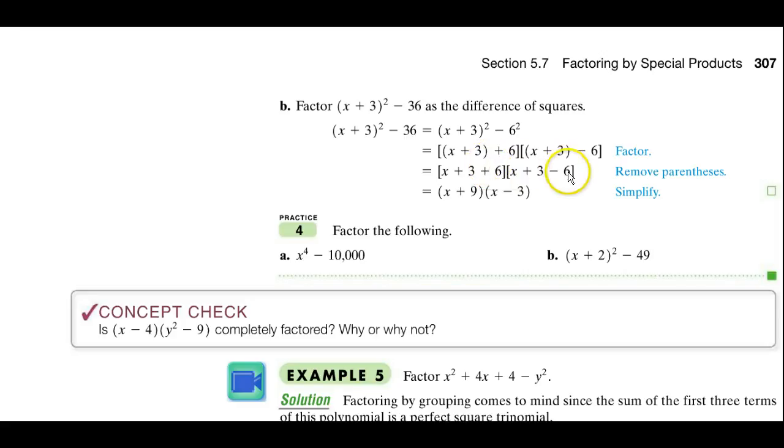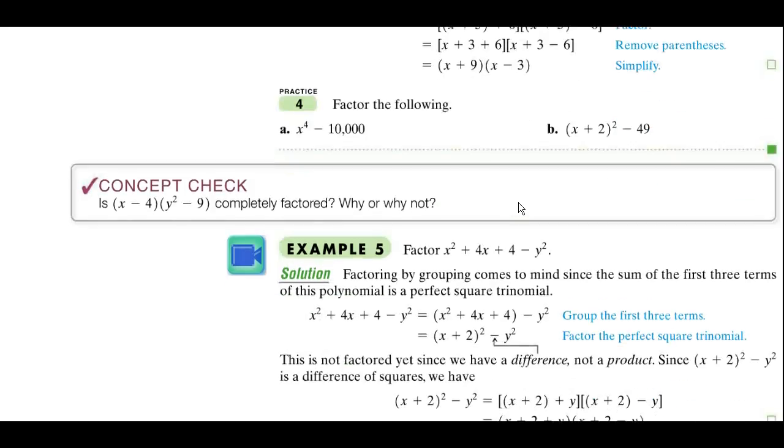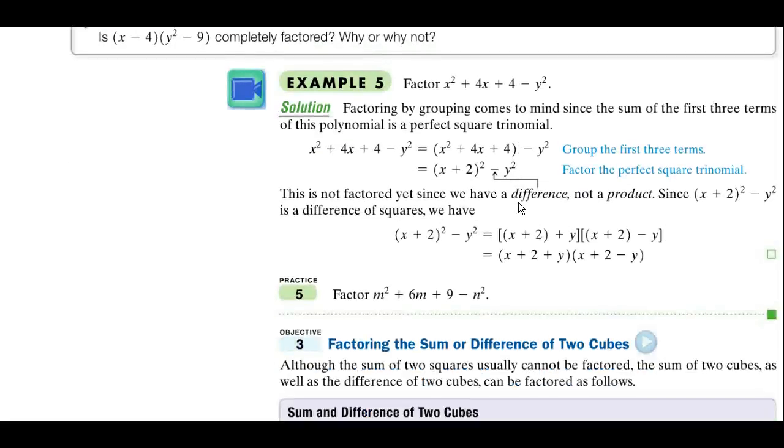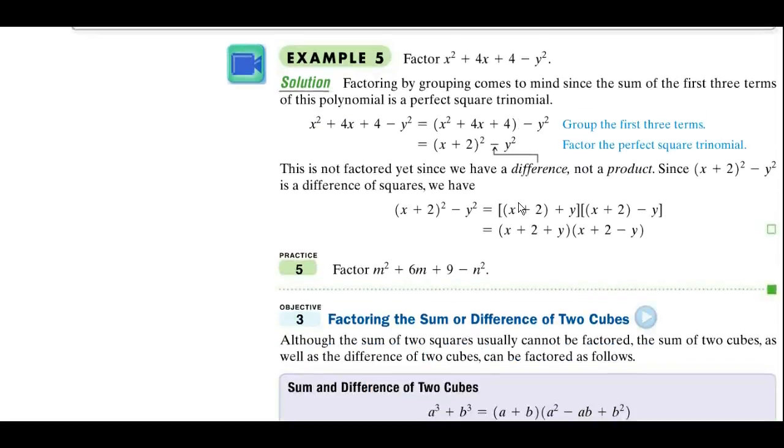We simplified that just a little bit, and we got those answers. Okay, going on to example 5 now. As we look at that, you might say that's 4 terms. We're going to factor this by grouping. Well, you are, but it's something you should recognize.